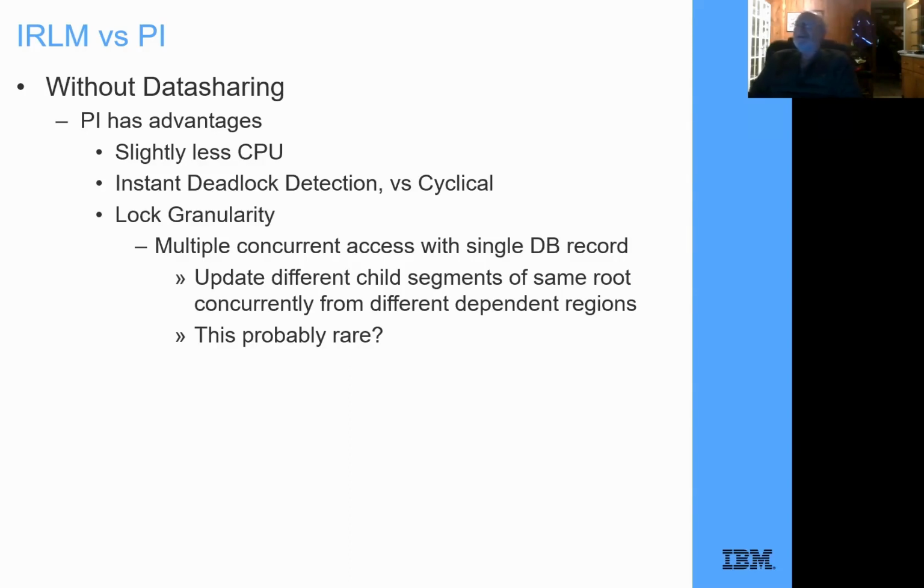Lock granularity. The difference here is that PI will allow concurrent access within a single database record. You can update different child segments of the same root from different dependent regions with PI. You cannot do that with IRLM. In an IRLM system, there's a root lock that prevents this. But how important that is is debatable. It's probably rare. We have never seen issues with it when people convert from PI to IRLM.